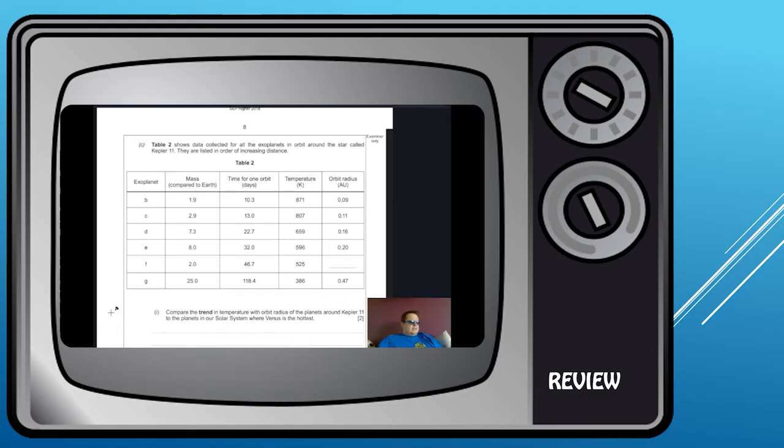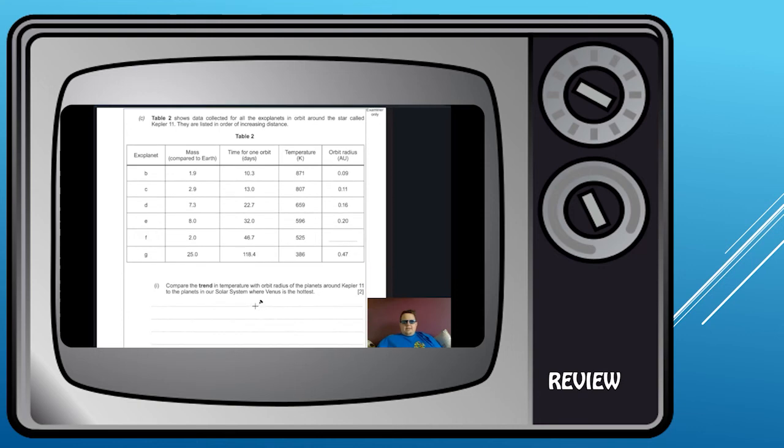Okay, continuing on. Kepler 11. Kepler 11 shows data, so it shows the data collected for all the exoplanets in orbit. They are listed in order of increasing distance. Compare the trend in the data with the orbit radius around Kepler 11 to the planets in our solar system where Venus is the hottest.